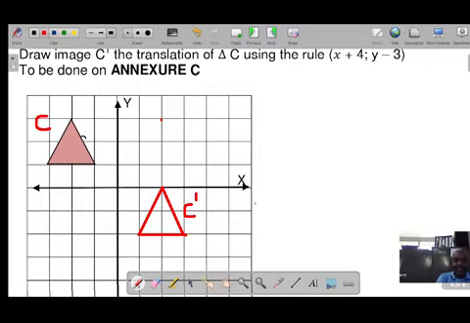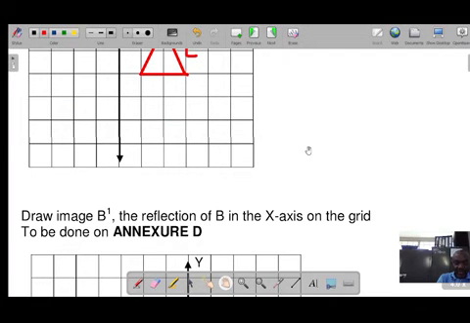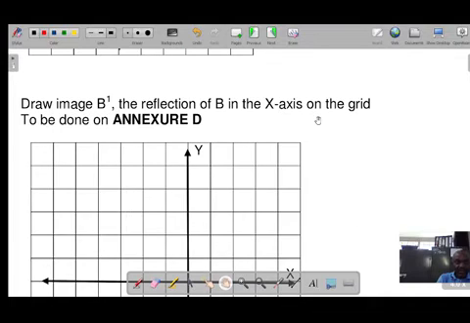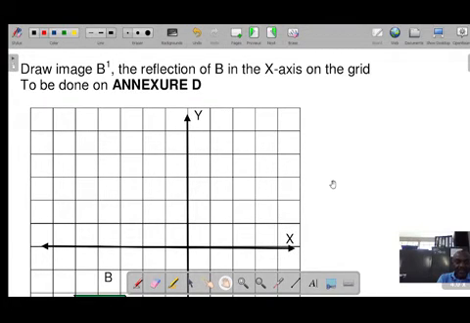Let's proceed. Now, next question says what? Let's check it out. It says draw image B prime, the reflection of B in the x-axis on the grid. Okay, so they're saying draw image B, the reflection. Now, when they say reflection, it means I must be having my mirror somewhere where I'm going to reflect my object to get the image. So they're saying reflection of B in the x-axis.